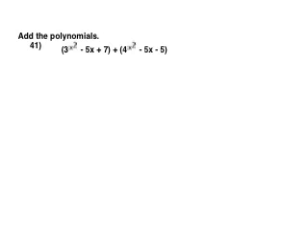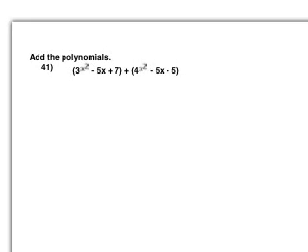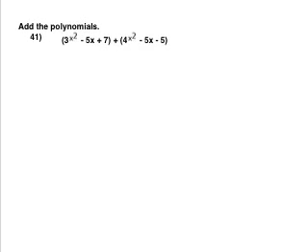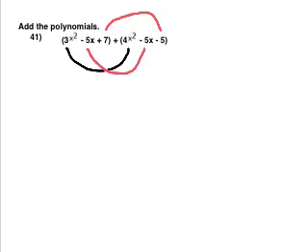So to solve this, you're going to add like terms. So you have to figure out what a like term is. Remember what a like term is. The 3x squared and the 4x squared are like terms. The -5x and the -5x are like terms. The 7 and the -5 are like terms. You can only add like terms.